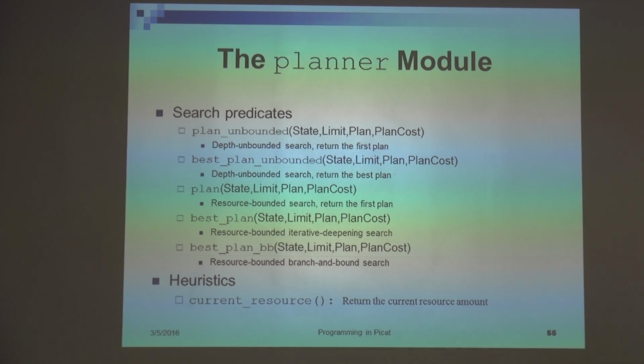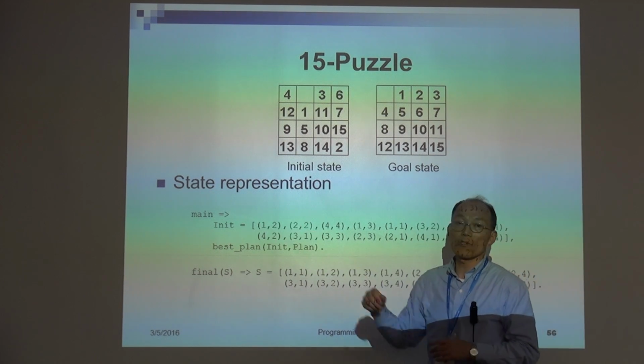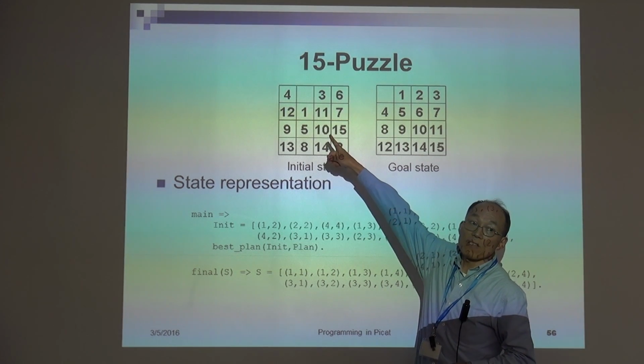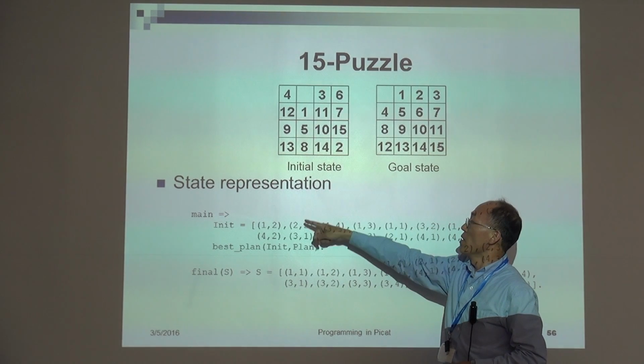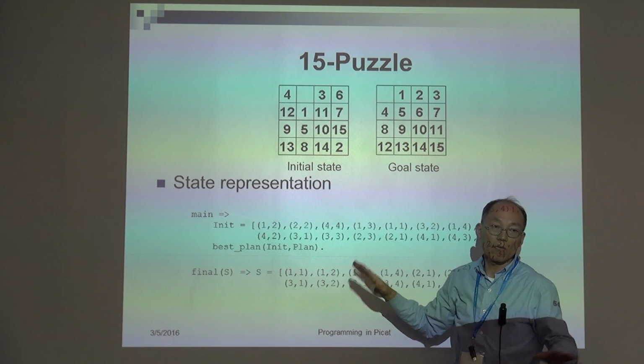So let's say there's a 15 puzzle. How can we write a program to solve this problem? So what do we do? For this one, we can just use a list of positions for these tiles and this empty square. Let's say the first position is the position of the empty square. So it's row 1 and column 2. You see the empty space is in row 1 and column 2. And then 1 is in row 2 and column 2. And so on.